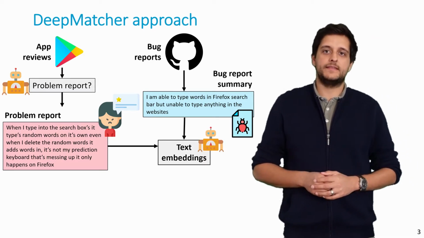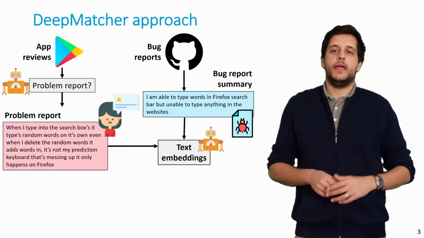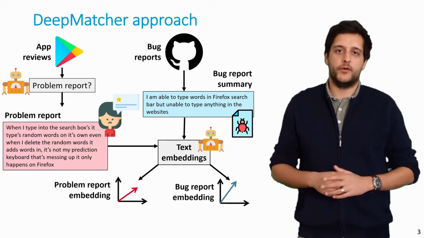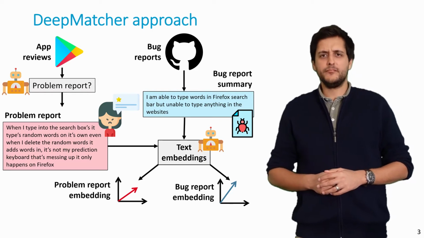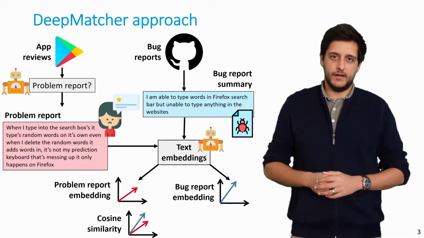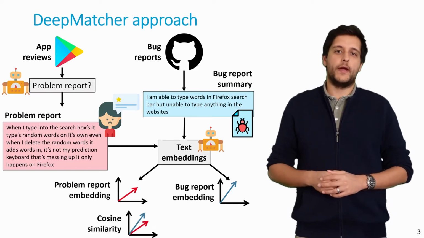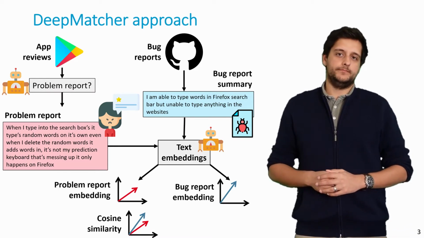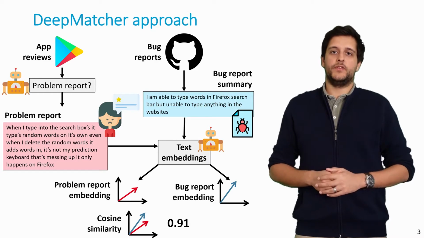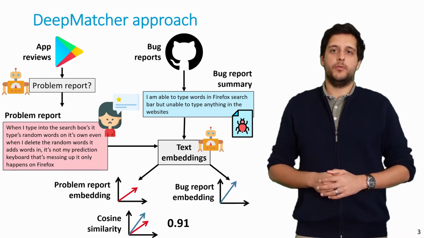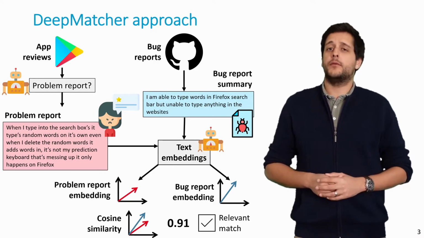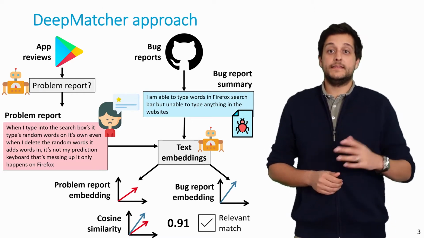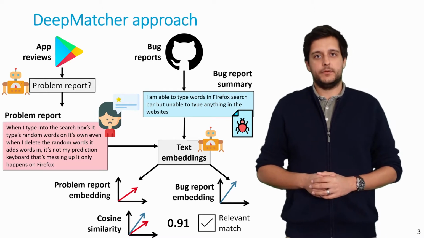DeepMatcher then embeds both of these texts, and we yield two text embeddings, one for the problem report and one for the bug report. We then use the cosine similarity between these embeddings to rank the relation between the problem report and the bug report. In this example, the cosine similarity is 0.91, and we can see the problem report is related to the bug report.